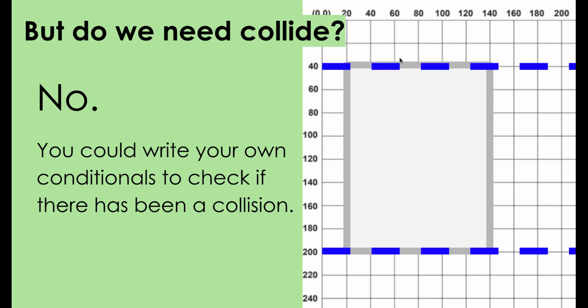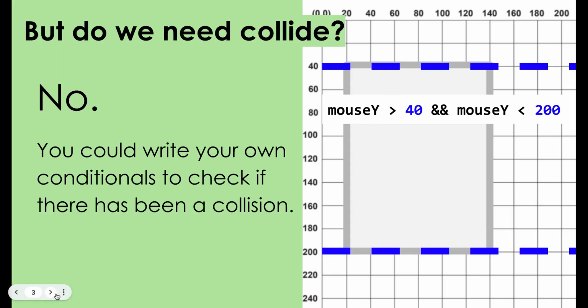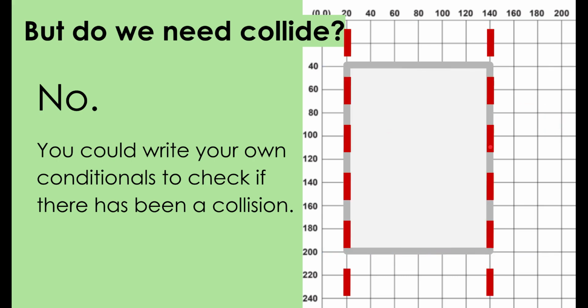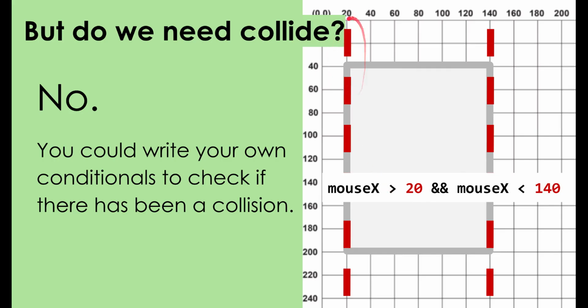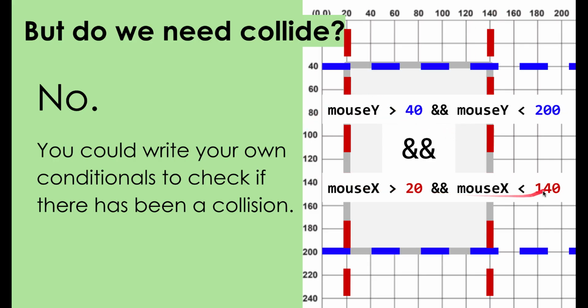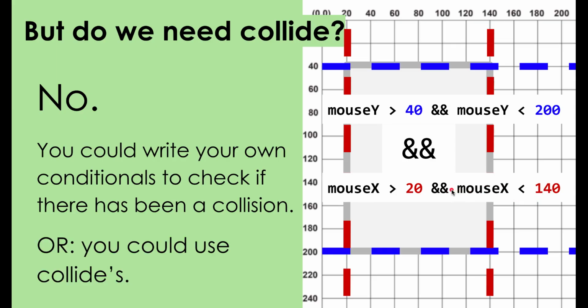We would need to know, okay, is the mouse Y between 40 and 200? So is it greater than 40 and less than 200? And is the mouse X between 20 and 140? Ultimately, that would make a very long conditional that looked like this. If mouse Y is greater than 40 and mouse Y is less than 200 and mouse X is greater than 20 and mouse X is less than 140, then do whatever we want to do.